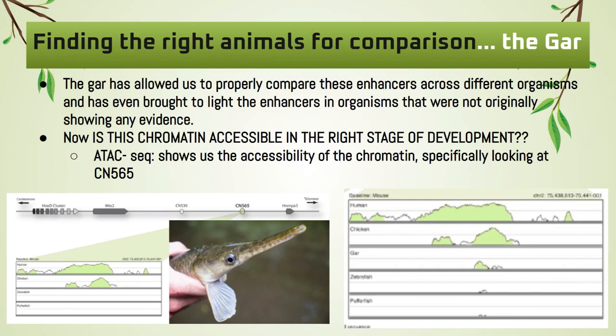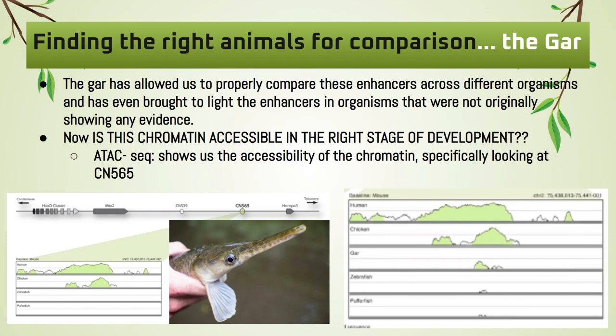The gar has allowed us to properly compare these enhancers across different organisms and has even brought to light the enhancers in organisms that were not originally showing any evidence. So going back to that picture, we see there's a lot of activity in the human, a lot of activity in the chicken, but none in the zebrafish or the pufferfish. However, when we introduce the gar, you can then see that activity being brought to light in the zebrafish and the pufferfish. Now, the question is, is the chromatin accessible in the right stage of development?